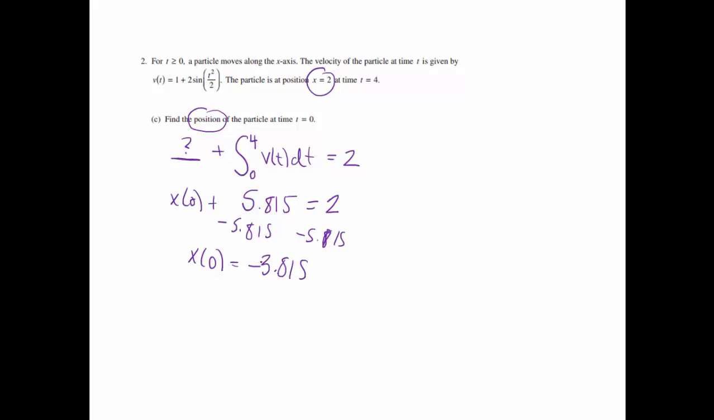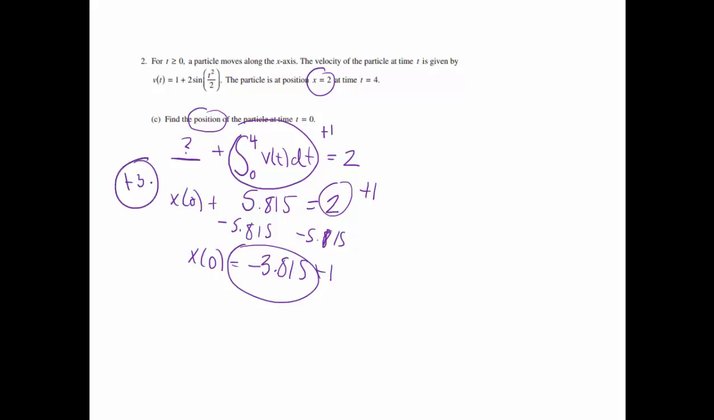3.815. All right. Things that I'd get points for: if I have this integral somewhere on my paper, I'm going to get 1 point. If I considered where the particle was at time equals 4, so if I used that 2 somehow, I'd get a point. And then if I get the right answer, I get my third point. So this part was worth 3 points.